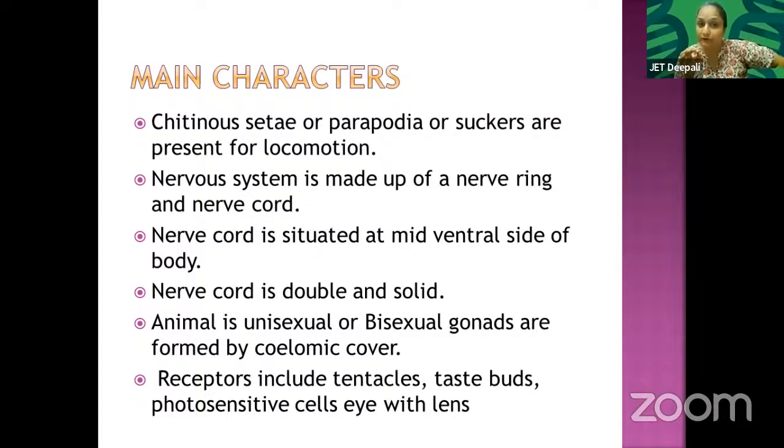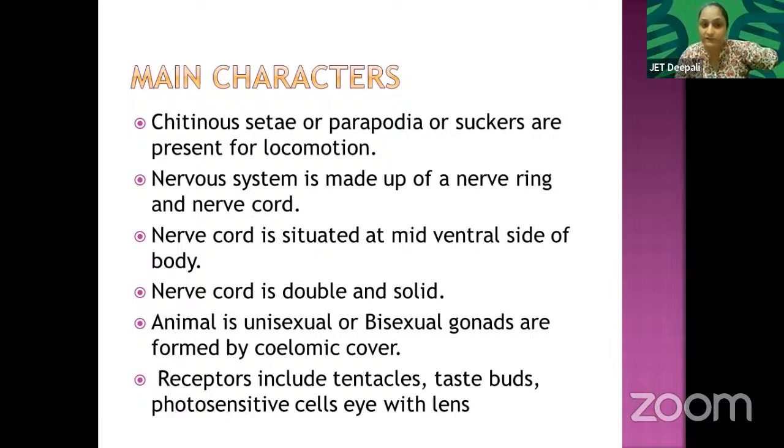The nervous system is made up of a nerve ring and nerve cord. It is a kind of developed nervous system, not properly developed, but somewhat developed. The nerve cord is situated at the mid ventral side of the body. Mid ventral means it is not properly ventral, but in between dorsal and ventral. The nerve cord is double and solid.